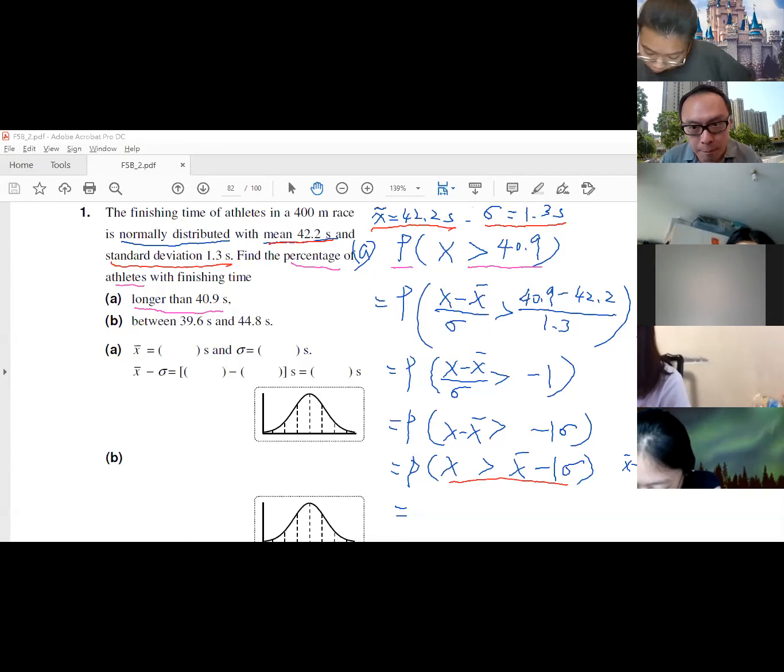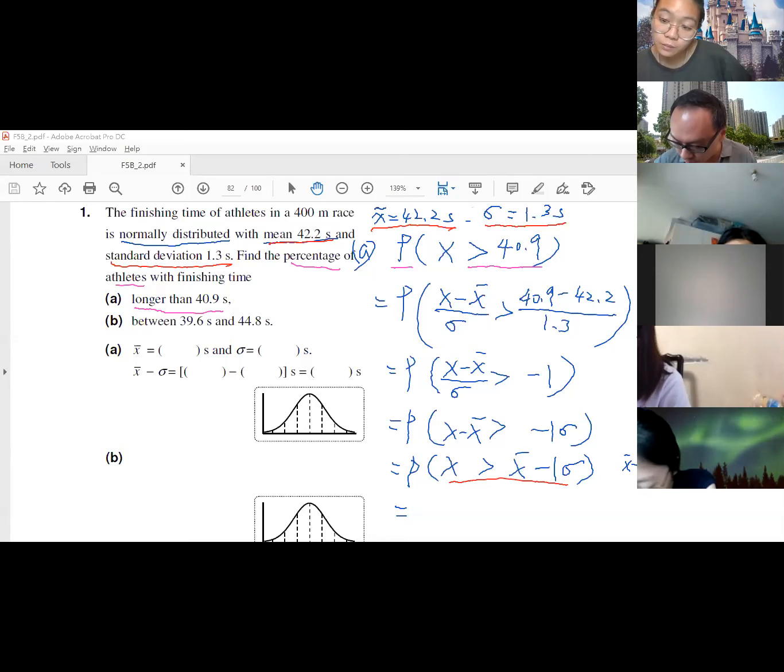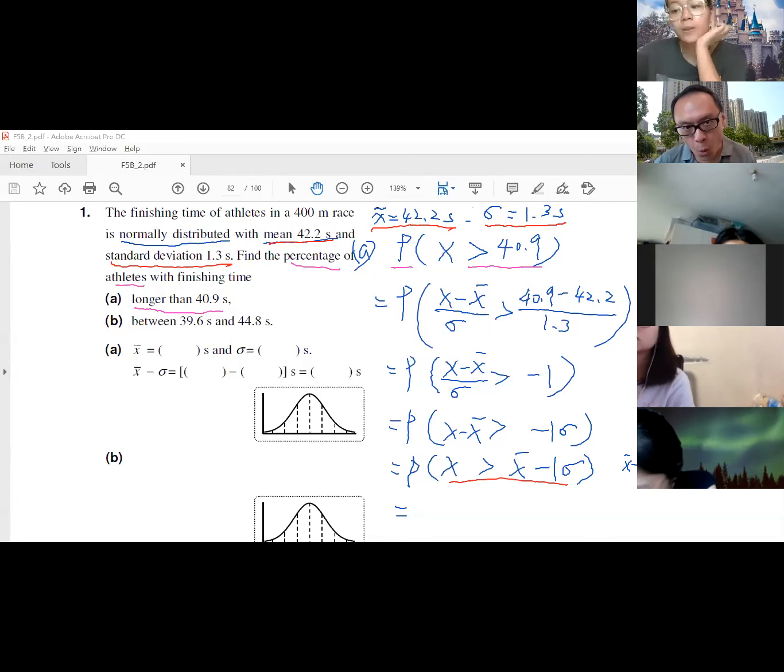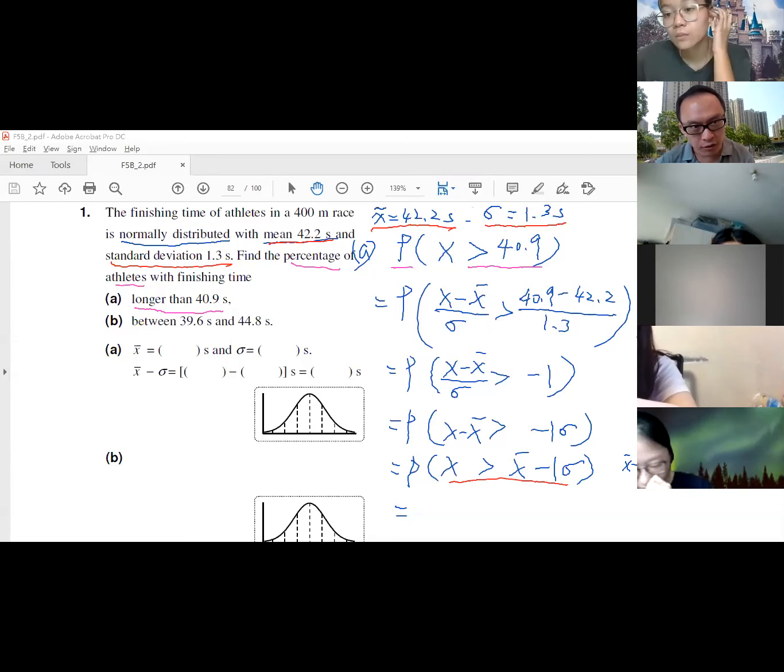Where is x bar minus 1 sigma first? X bar minus 1 sigma should be this line. Can you see my red line? Now, I want to find the percentage of x larger than this line. Larger than means on the right side of this line, right?